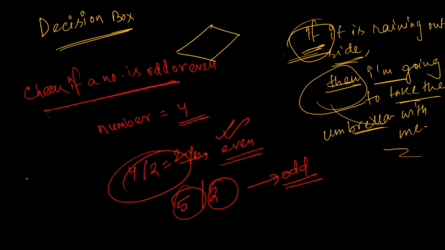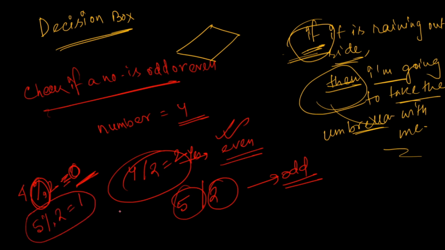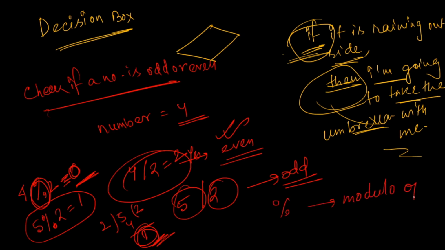We'll be learning an operator, which is the modulo operator. It means the remainder. It gives us the remainder when we divide 4 by 2. If we divide 4 by 2, the remainder will be 0, right? If I do 4 modulo 2, it will give 0, and if I do 5 modulo 2, it will give me 1, because if I divide 5 by 2, 2 times 2 is 4, and the remainder is 1. So this is called the modulo operator, and it gives the remainder.